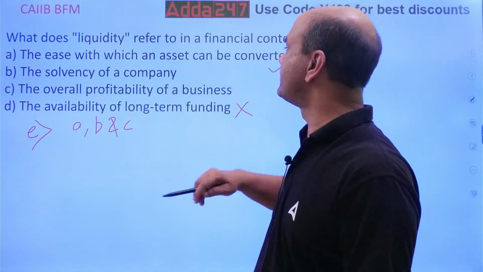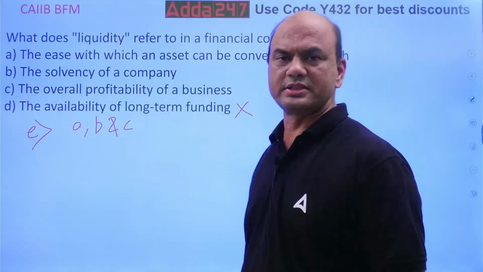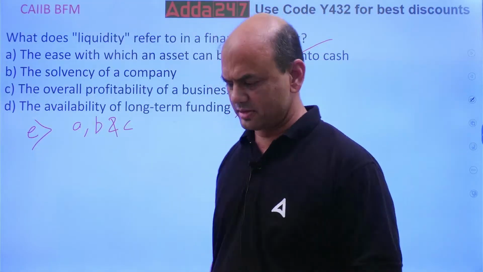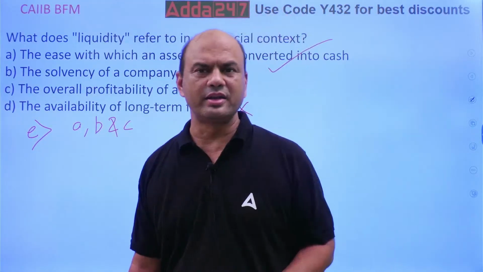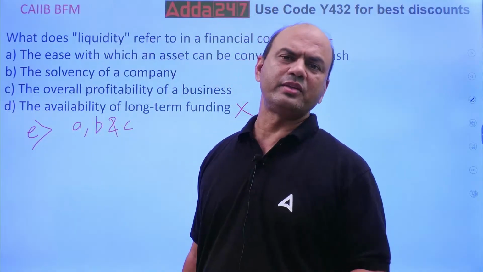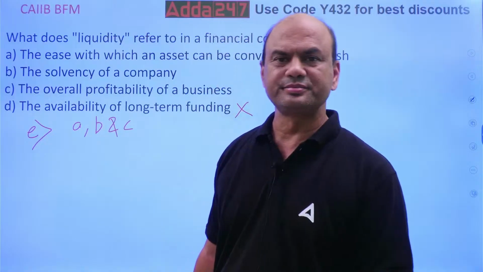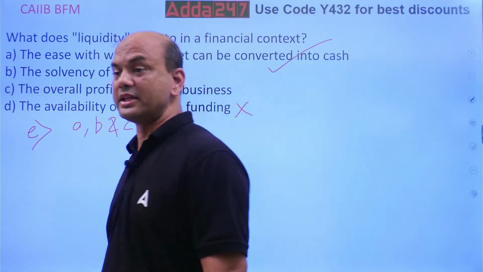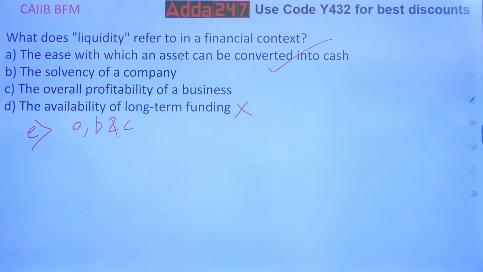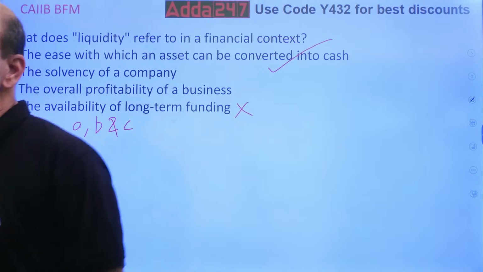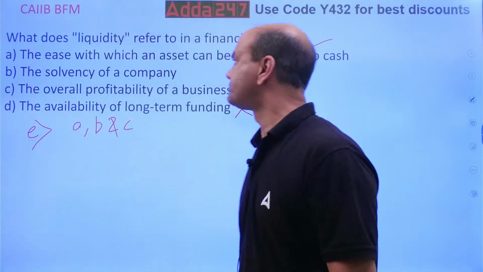The ease with which an asset can be converted into cash. Suppose I have any asset, let's say any inventory. If it can be converted into cash immediately, then it's a liquid asset. If it can't be converted, then it's a dead asset, isn't it? Got this point? Okay? Next.